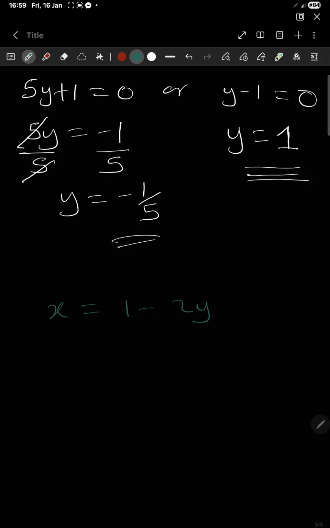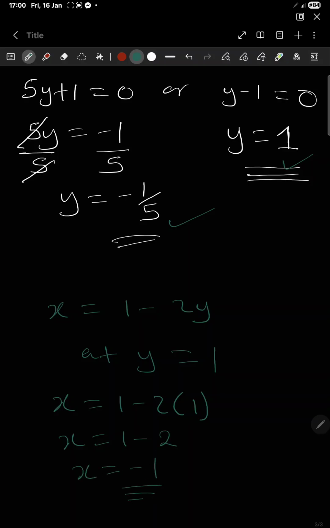So we can also get two values of x since we have two values of y. So we can first replace when y is equal to 1. We are going to have x to be 1 minus 2, and where there is y, we are putting 1. So we're going to have x is equal to 1 minus 2 times 1, which is 2. Therefore, our x is going to be -1. Okay, that is when y is equal to 1.